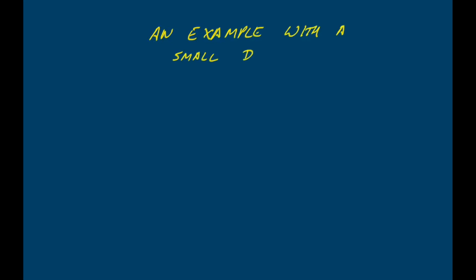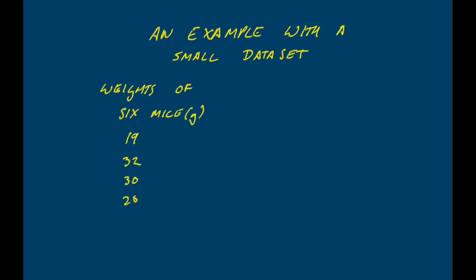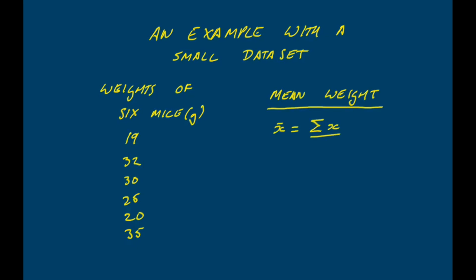Let's look at an example with a small data set. So we're not going to calculate the mean of 196 countries or whatever it is. We're just going to look at the weights of 6 mice. Let's say you're doing an experiment in the lab and you've got 6 mice and you've weighed them and you come up with these numbers. So they range from 19 grams to 35 grams, but we want to know what's the mean weight of these mice. Well, the mean is calculated very simply.